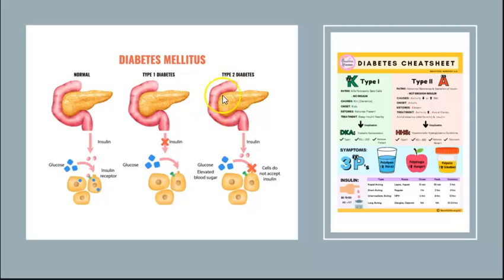And then type 2 is where you still make insulin, but you are throwing glucose at them left and right, and it becomes overstimulated and overworked. Now it becomes resistant. So you'll have some insulins opening the door, but most of them are going to be like, this is too much, I'm done here.